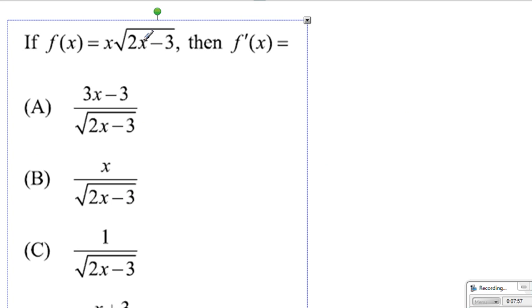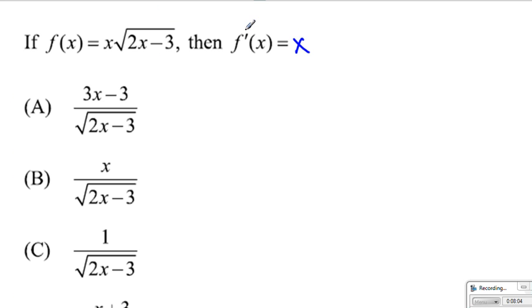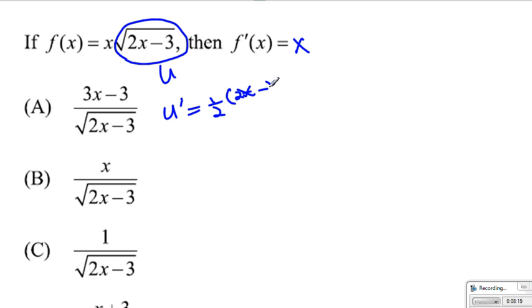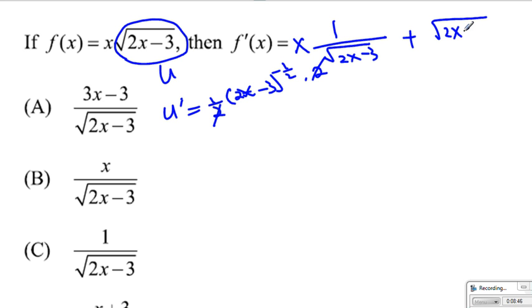Alright, next question. Here you can see that we have to use the product rule, along with maybe the chain rule too, because f prime becomes x times the square root of this one. Let's call this one u. What is u prime? U prime becomes 1/2 times 2x minus 3 to the negative 1/2 power by the power rule. Multiply that by 2. Then 2 and 2 cancel out. So therefore, f prime of x is equal to x times the derivative of that, which will be equal to 1 over square root of 2x minus 3, plus the other side, which becomes square root of 2x minus 3 times 1, which is simply the same.